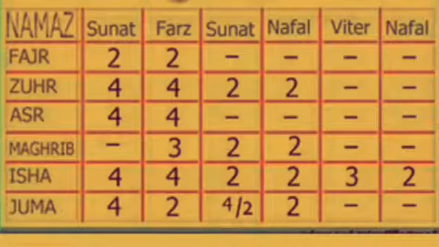In namaz asr, there are 4 rakaat namaz sunnat and 4 rakaat namaz farz. The 4 rakaat namaz sunnat can be read or be missed. It's optional. In namaz maghrib, there are 3 rakaat namaz farz, 2 rakaat namaz sunnat and 2 rakaat namaz nafil.